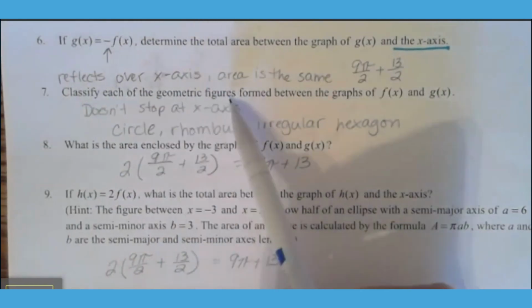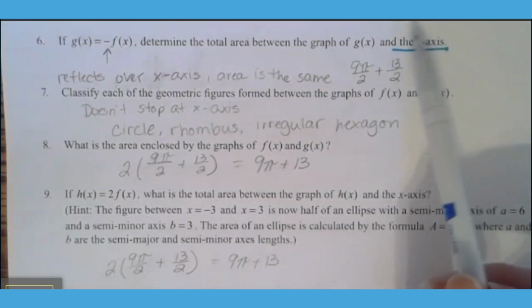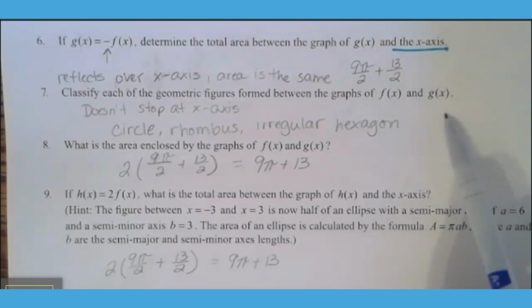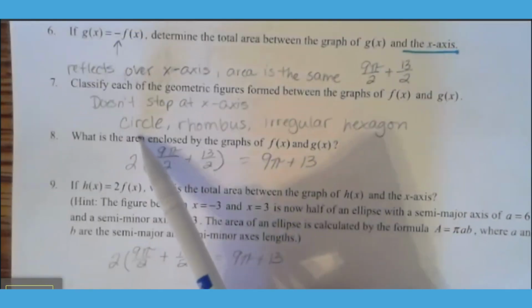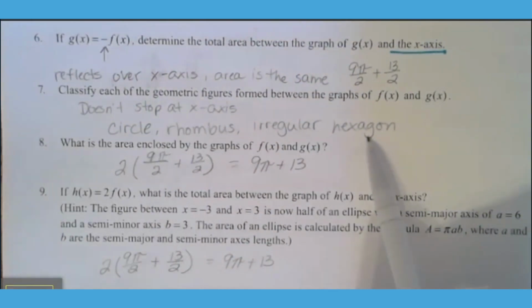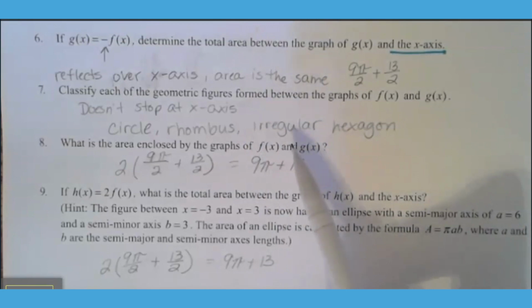Classify each of the geometric figures formed between the two graphs. So notice that the x-axis is not involved here. We are going all the way from the top to the flipped over portion on the bottom. That means that we have an entire circle now, a rhombus, and an irregular hexagon. Irregular is a vocabulary word that the students should be familiar with.